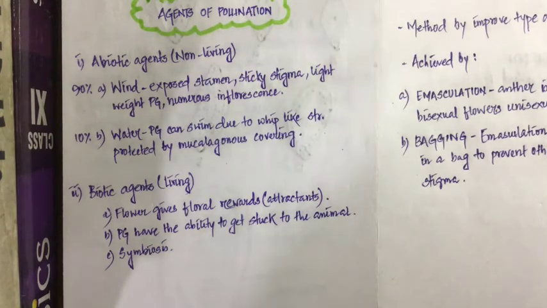These pollen grains have the ability to get stuck onto the animal. Whenever a bee is flying and comes and sits on a flower, as soon as it starts taking the nectar, the pollen grains get stuck on the hairs that are present on the legs of this honeybee. Now this honeybee hops onto another flower and there the pollen grains are deposited.